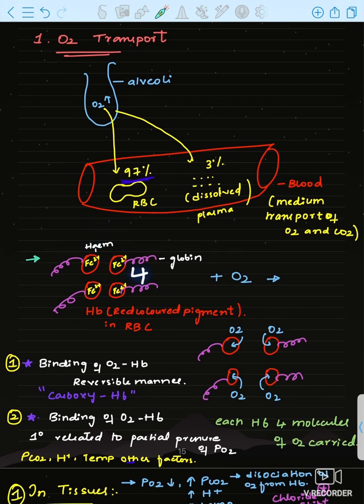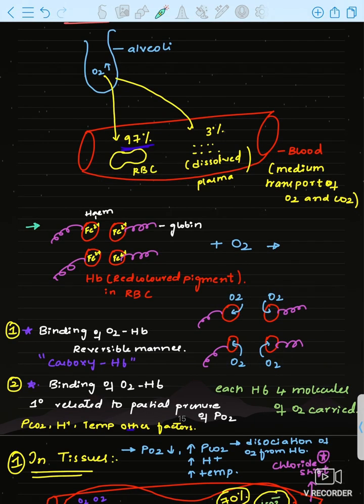So 4 heme parts are there, so a maximum of 4 oxygen molecules can be transported in each RBC. Each hemoglobin molecule transports 4 oxygen molecules. In RBC, the hemoglobin molecule will be there, and it will transport 4 oxygen molecules.